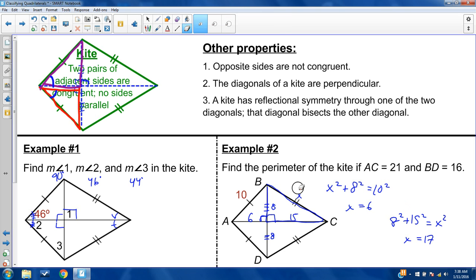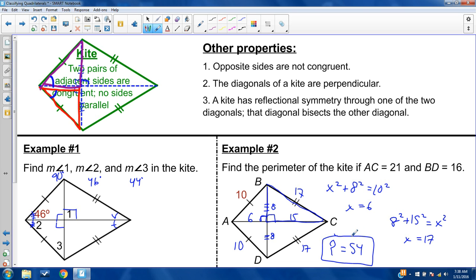So I now found out what the length of this side here was, and I know that the one next to it is also 17, and this one next to this is also 10. So the perimeter is 10 plus 10, which is 20, plus 17 plus 17, that's 34. 20 plus 34 is 54.